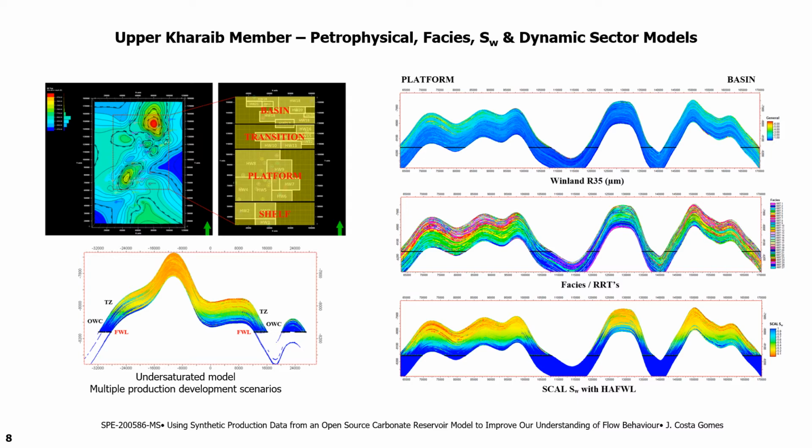That was one of our anchoring points for our facies rock types distribution, to link pore throat size distributions with a specific cap curve and an irreducible water saturation value. And then from there, we initialized the model. So this is our true saturation with height above free water. And this is built as an undersaturated model with multiple production development scenarios to be played with.